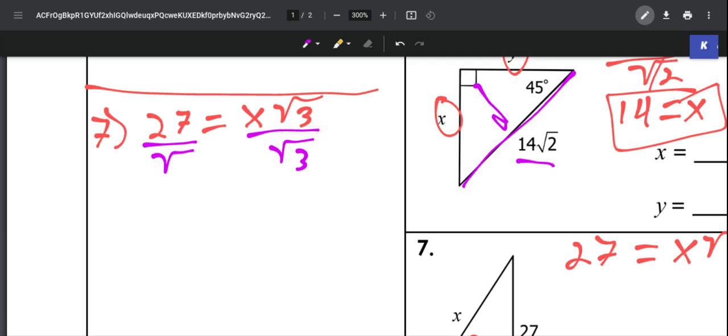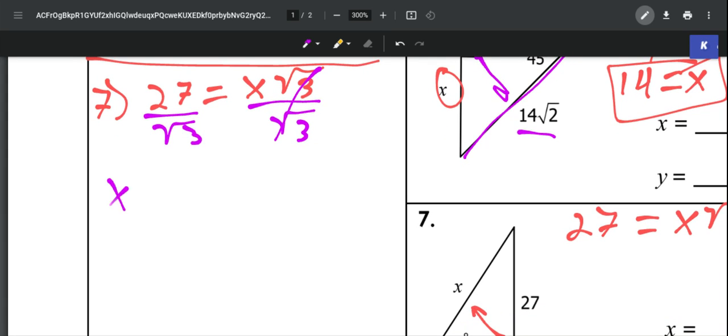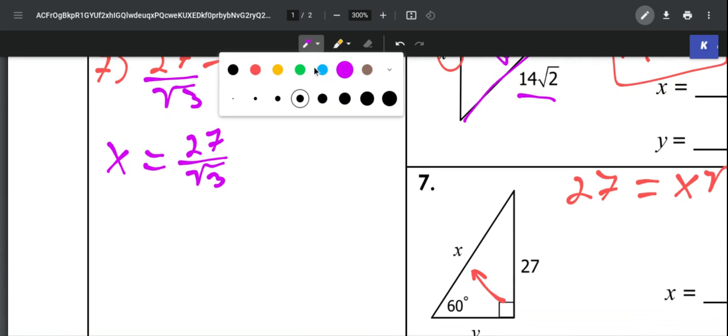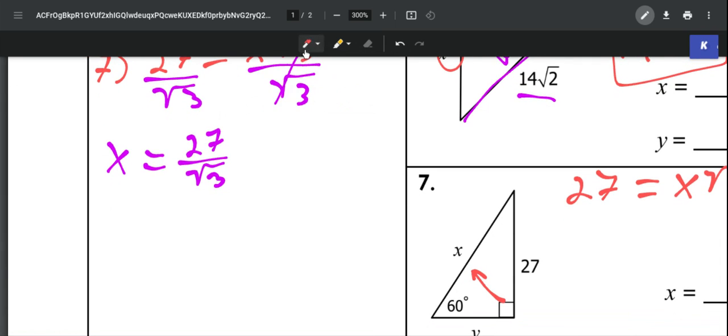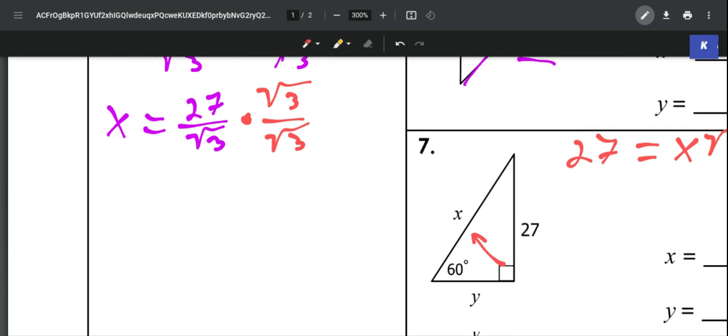Now that's going to give us a problem here. On the right side, it works out nicely. It just gives us x. And then we're going to be left with 27 over radical 3. Now here's where we have our little speed bump, because we can't have a radical on the bottom of a fraction. So we're going to have to rationalize this, which just means we're going to multiply the top and bottom by radical 3. And then that's going to take care of our problem, because we're going to have x is equal to 27 radical 3.